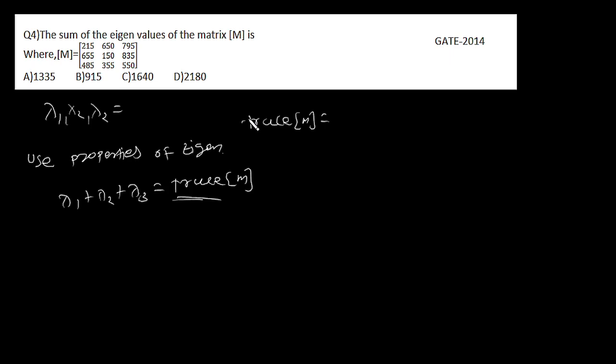Now the trace is nothing but the sum of these three diagonal elements. So let's do it. 215 plus 150 plus 550. So here 215, so you can add both values. You get 700. Now if we get 915, so option B is the correct one for the sum of all eigenvalues.